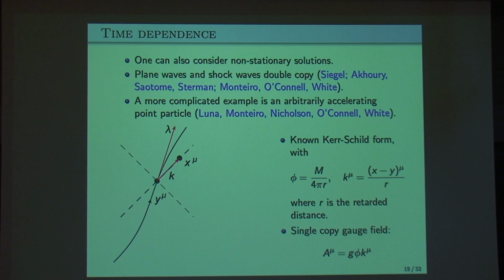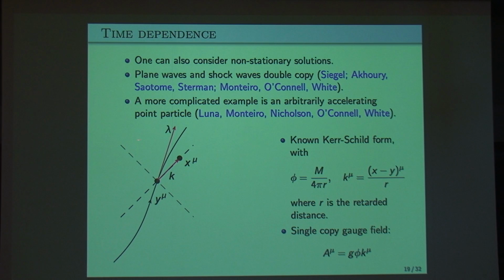Now, something else we can do is look at non-stationary solutions, because that's another restriction we made at first. There are some known cases, so for example, plane waves and shock waves that were shown before to double copy. What we've shown is that those are a special case of this Kerr-Schild picture. The time dependence from a Kerr-Schild point of view is rather trivial there, because this Kerr-Schild vector is just pointing on the light cone. So, yes, they're non-stationary, but they're not that non-stationary, if you see what I mean.